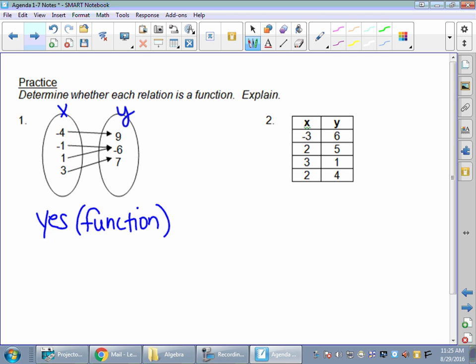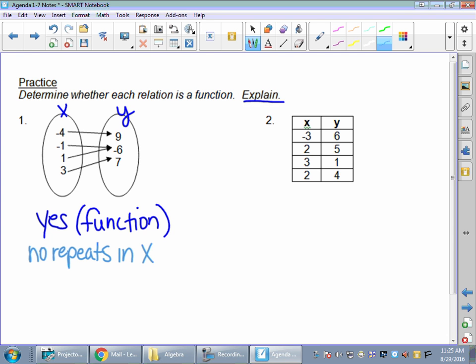For my explanation, I'm going to put there are no repeats in the x. Are there repeats in the y, or in the dependent variable? There are, right? -6 is the y value for 2 different x's, but it's okay to have repeats in the y's. How about our table for number 2?